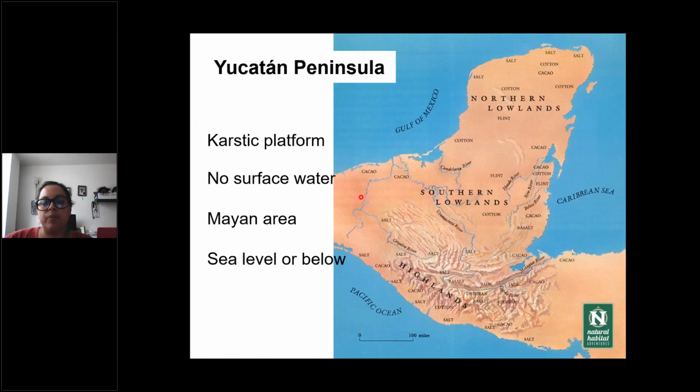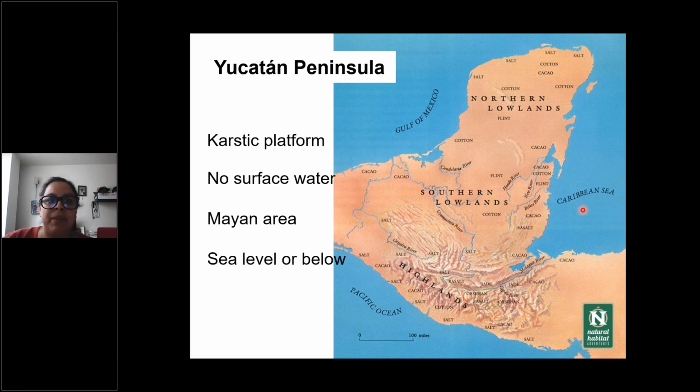Okay, so from Tabasco we move to the Yucatan Peninsula. Let me just explain a little bit of the Yucatan Peninsula, because it's a very different area, with some characteristics that are very contrasting to other places in Mexico and basically in the world.